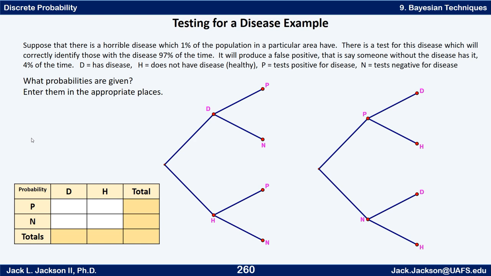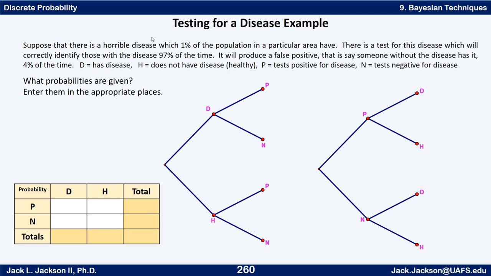So that is the probability, 4%. So that's the probability of a false positive. That's the probability that they get a positive result on the test when they're actually healthy, that they don't have the disease. So that's going to go down here as a conditional probability on this one. Probability of P given H.